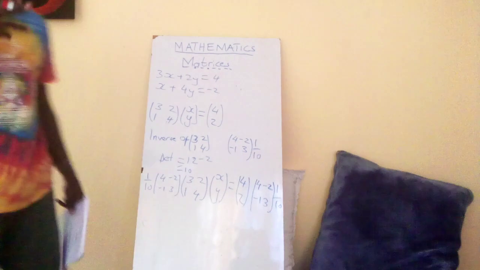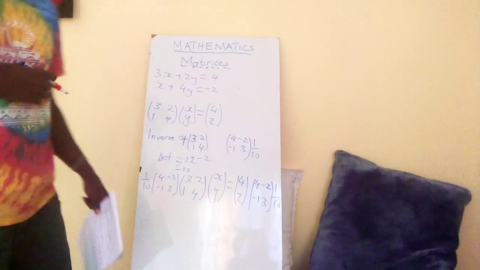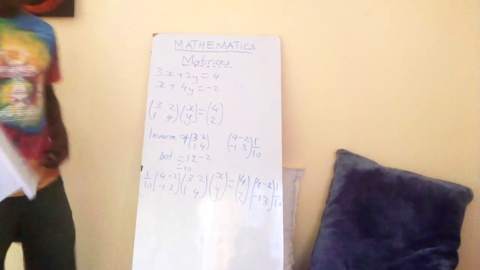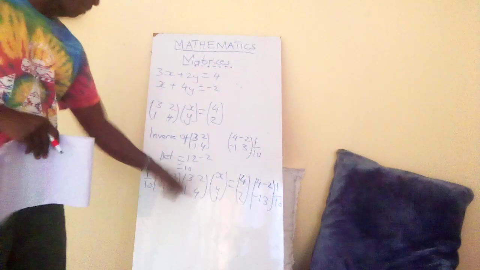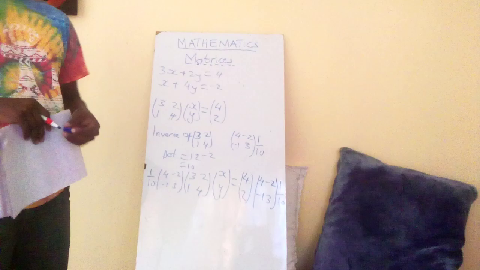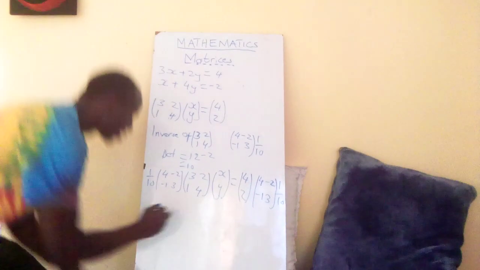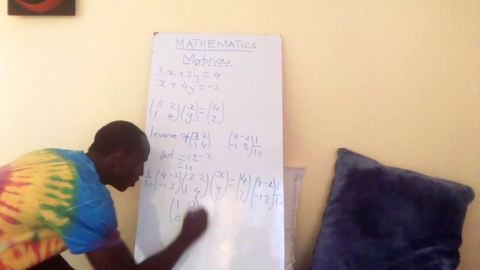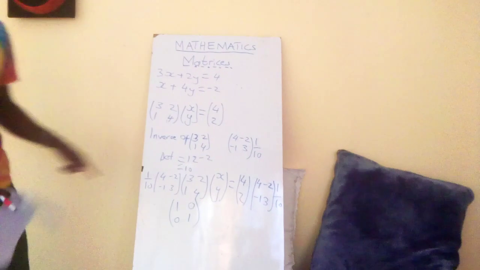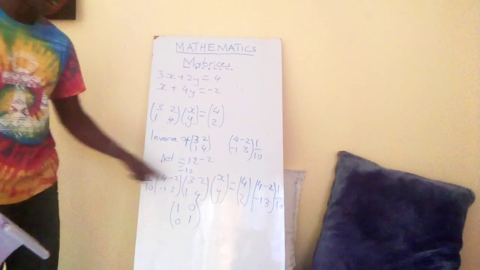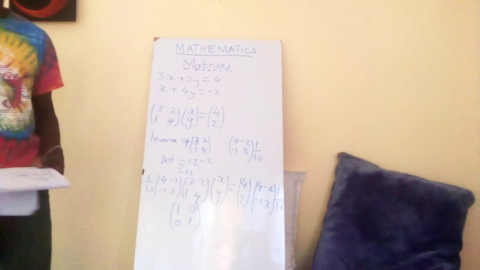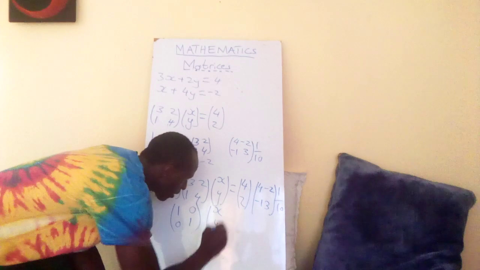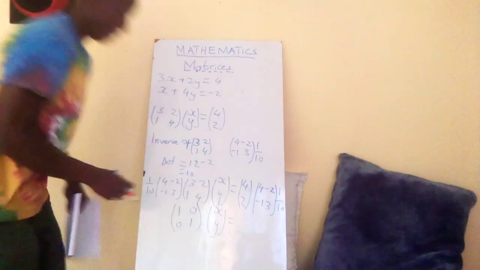If you check the previous lesson on matrices from the YouTube channel Teacher Yonga, I've explained that when you multiply a matrix by its inverse, you get an identity matrix, which is 1, 0, 0, 1. You can confirm that when you multiply these two matrices, you get this matrix. Then you get xy equals to.